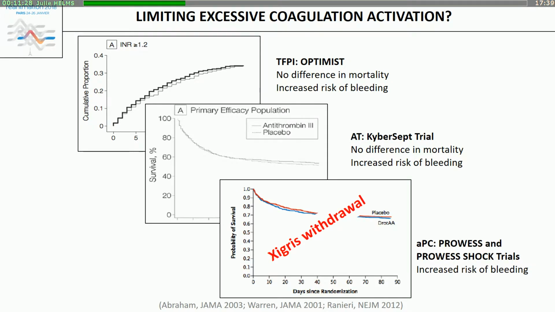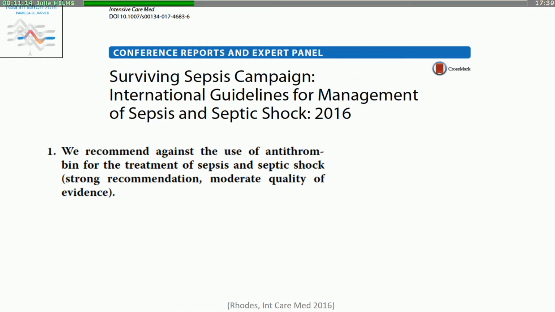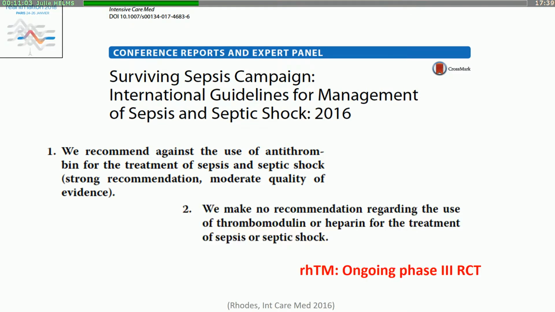And it was the same thing with activated protein C, which was recommended for 10 years by the surviving sepsis campaign and finally withdrawn from the market for futility. So far, the surviving sepsis campaign thus recommends against the use of antithrombin for the treatment of sepsis and septic shock, but made no recommendation regarding the use of thrombomodulin and heparin. And one of the reasons why is that there is a randomized control trial with thrombomodulin, which is still ongoing and should finish soon.